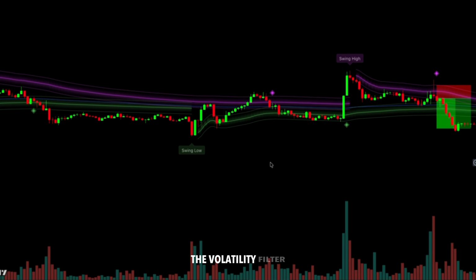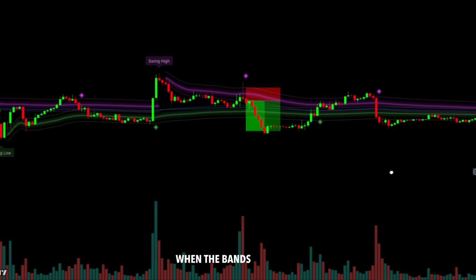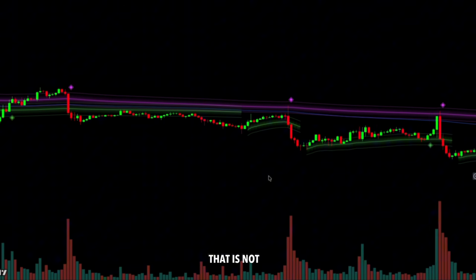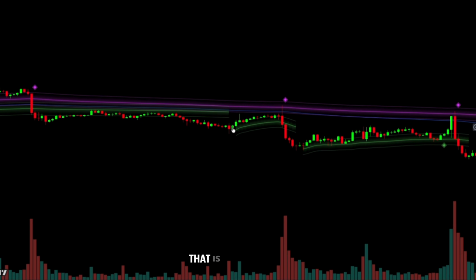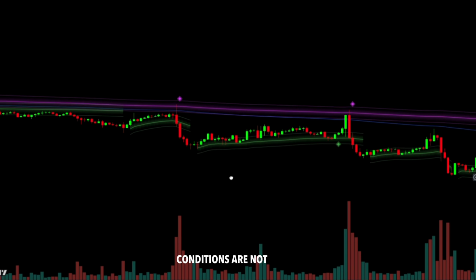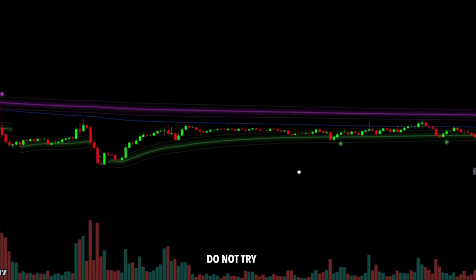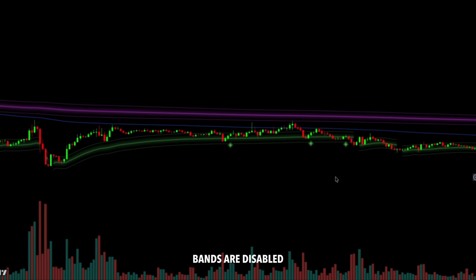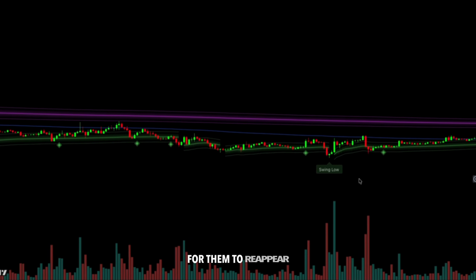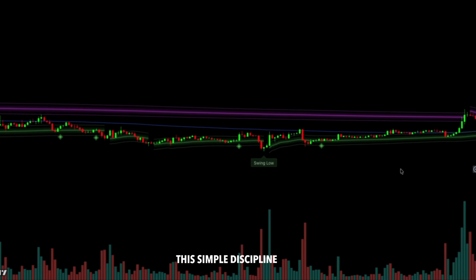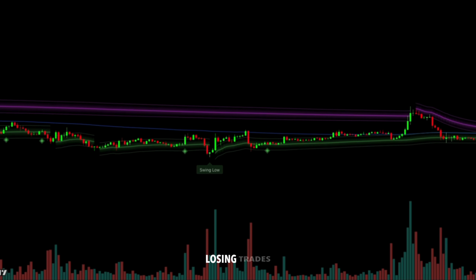Mistake number 2. Ignoring the volatility filter. When the bands disappear from your chart, that is not a malfunction. That is the indicator telling you conditions are not stable enough for reliable signals. Do not try to force trades when the bands are disabled. Step aside and wait for them to reappear.